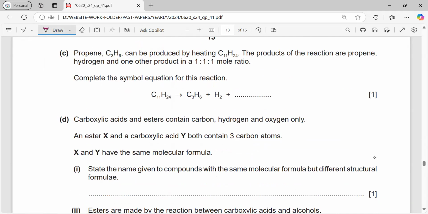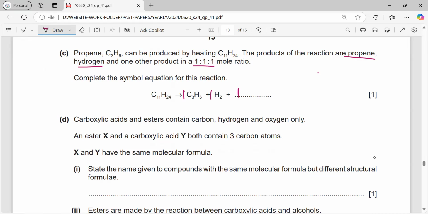Propene can be produced by heating C11H24. The products of the reaction are propene, hydrogen, and one other product in a 1:1:1 mole ratio. It means that the products which we are getting will be 1 mole, 1 mole, and 1 mole. So one of the products is C3H6 propene. The other product is H2. What will be the third product?